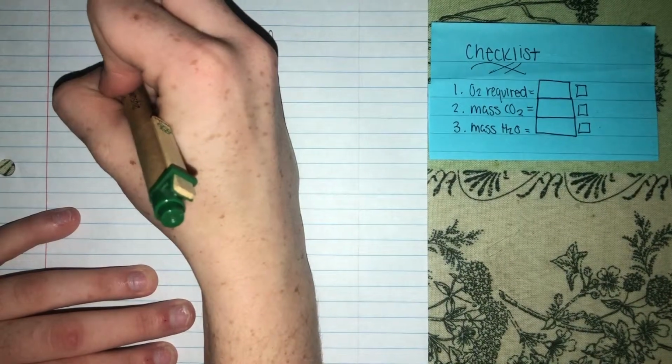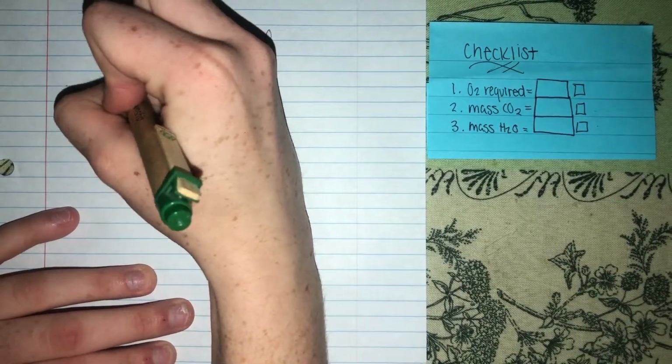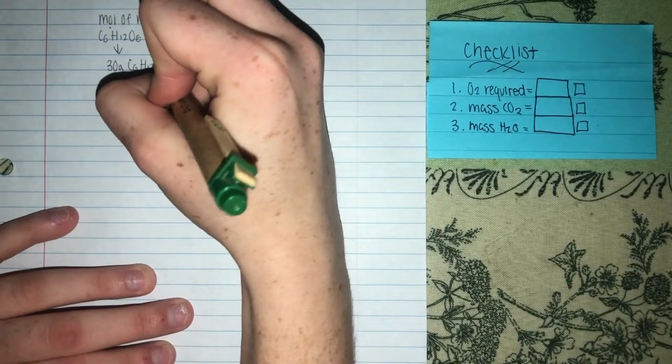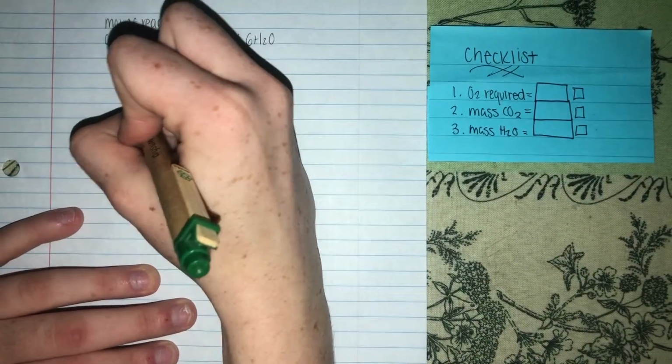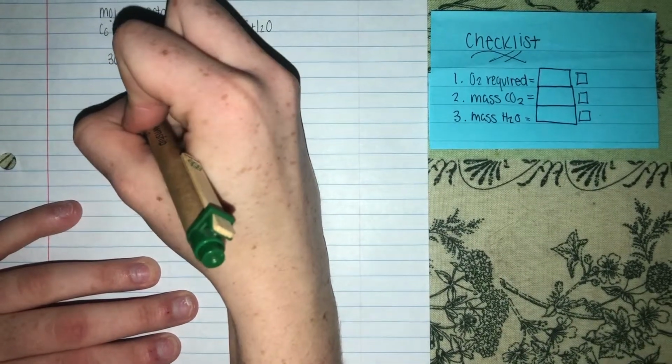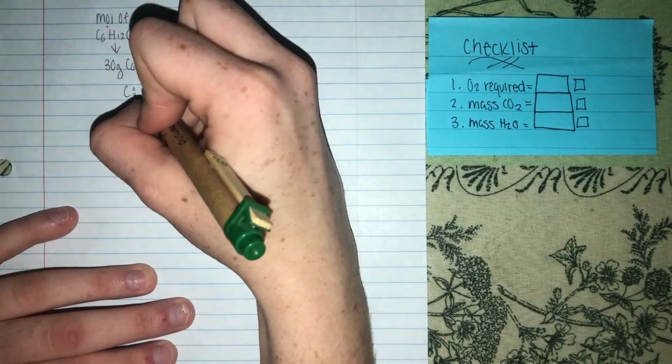The problem stated that we have 30 grams of glucose. So now we need to find the molar mass, or the molecular weight, of the molecule in order to be able to convert the grams of glucose into moles of glucose.